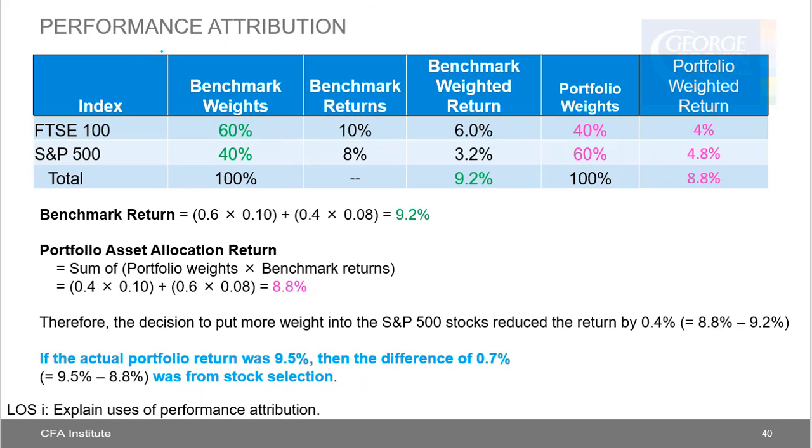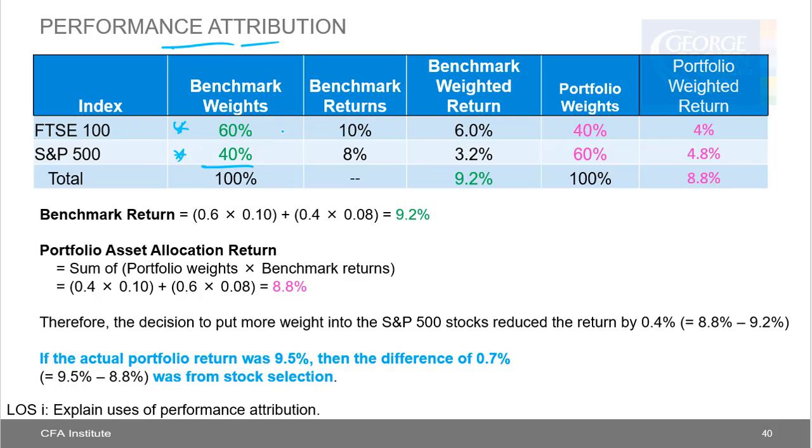So here we're going to work through an example for performance attribution. So we're looking at some benchmark here, some type of custom benchmark, and the benchmark is made up of 60% weighting in the FTSE 100 and a 40% weighting in the S&P 500. So first of all, 60% plus 40%, 100%. That's your benchmark weighting, okay?